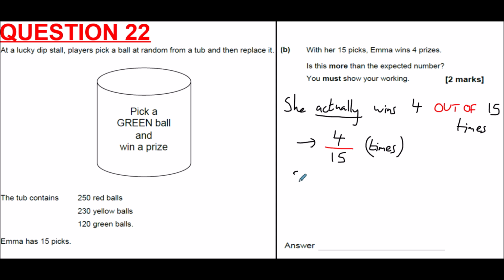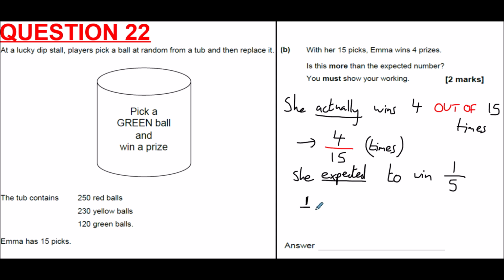What she expected, the best estimate for what you'd expect is the theoretical probability of how many times she'd win. And from part A, we expected that she'd win 120 out of 600, which is the same as 1/5. So she expected to win 1 out of 5. So it's a case of having to compare these fractions. Which is a bigger fraction, 1/5 or 4/15?